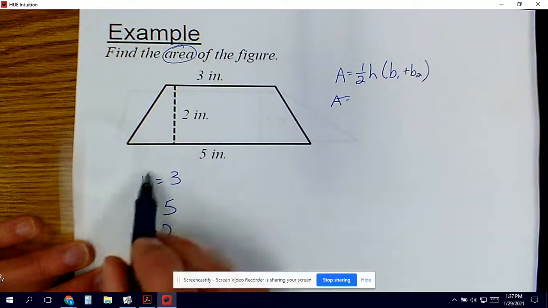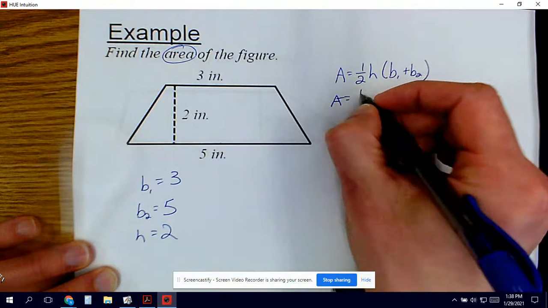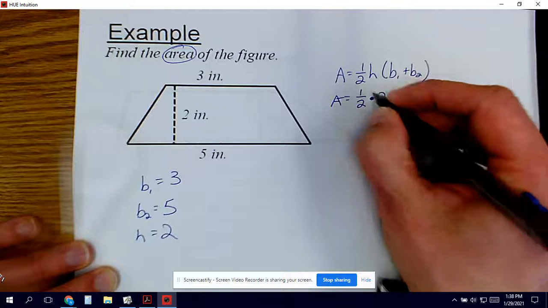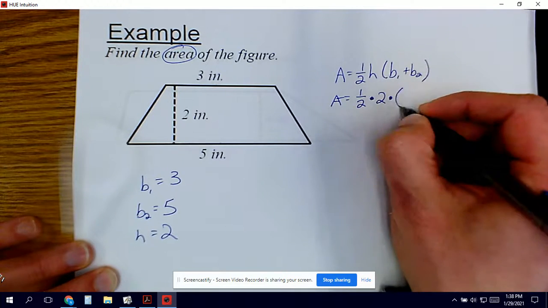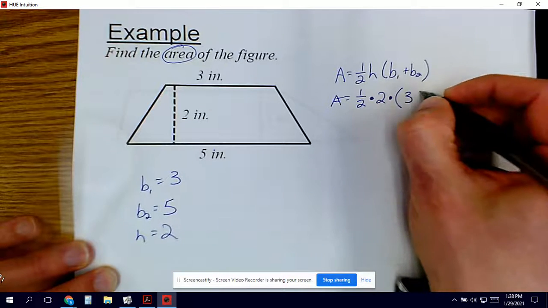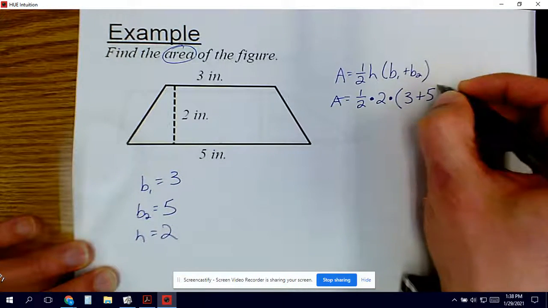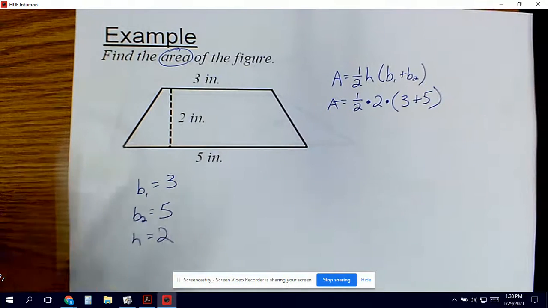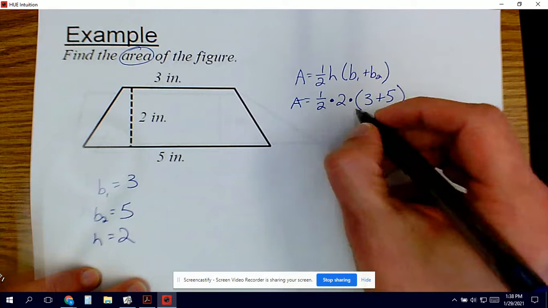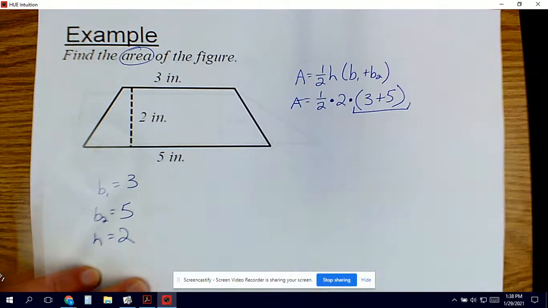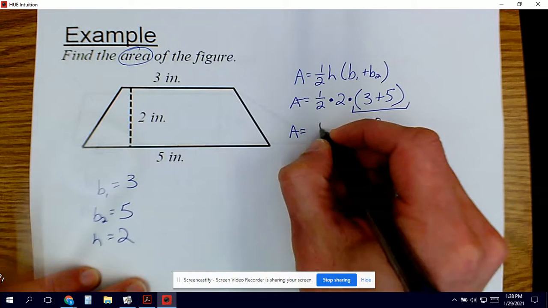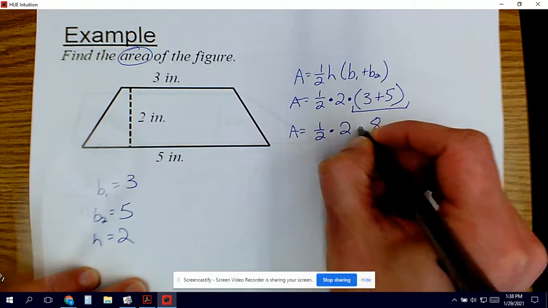So now I can just substitute these values back into my formula. 1/2 times, in place of the h, we're putting 2. H is touching the parentheses, that means more multiplication. And in those parentheses, we have base 1, which we said was 3, plus base 2, we said was 5. Now we have multiple operations occurring in our formula. Please follow your order of operations, starting with your grouping symbols. 3 plus 5 is 8. Rewriting the rest of my formula, area equals 1/2 times 2 times 8.